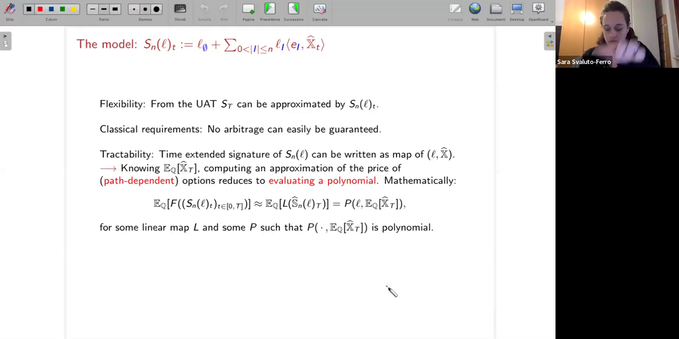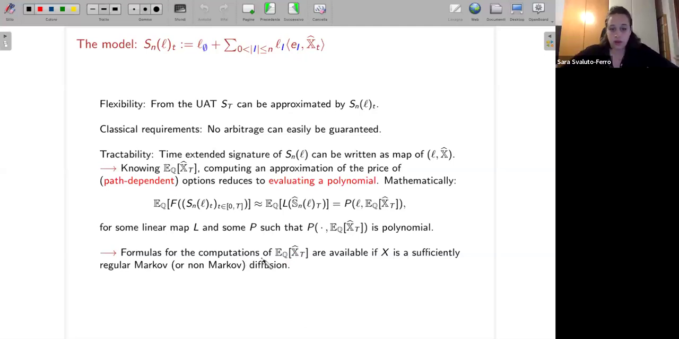Okay. Now, formulas for computation of expected signature are available for X sufficiently nice, meaning in particular Markov diffusion. You can get nice formulas for computing the expected signature. If X is a polynomial process, for those of you familiar with this, or an affine process, then this is even available in closed form. So it's a matrix exponential, the expected signature of the primary process.